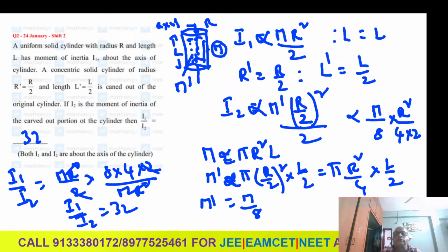M dash is M by 8. So I'm telling you that point. I1 is MR square by 2, and R dash is R by 2, all given. So mass is proportional to volume and density. I'm writing mass is proportional to volume. This is how we are going to do this problem.